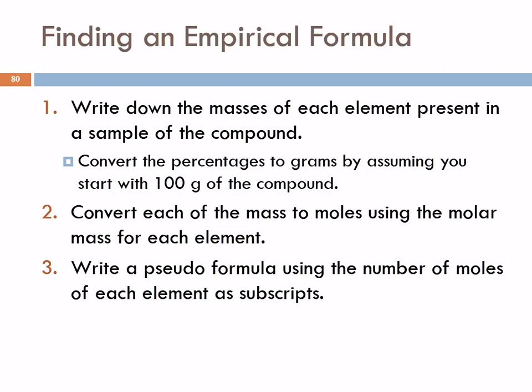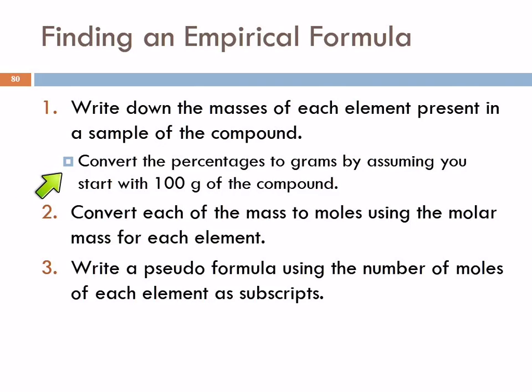The hardest part about calculating empirical formulas is remembering what to do next. So here are the steps. I'll go over them quickly and then we'll do a couple of examples. You need to start with the masses of each element that are present in a particular sample. Not the molar masses, but the actual mass of the element. Sometimes you're given this, other times you have to figure it out.